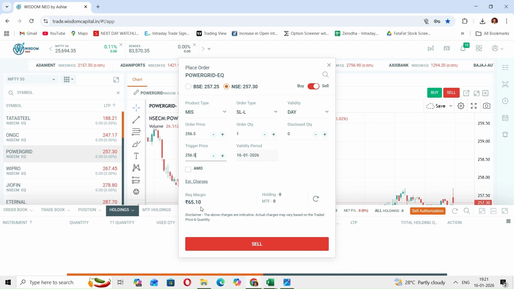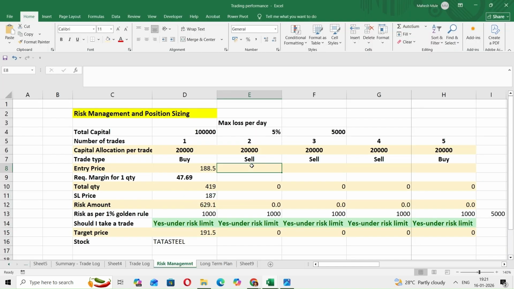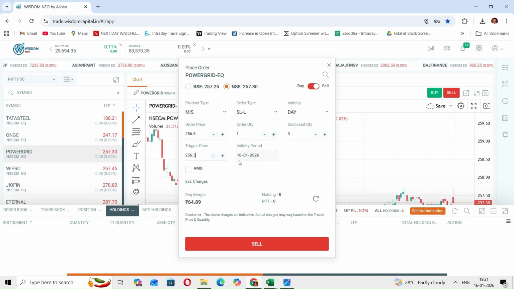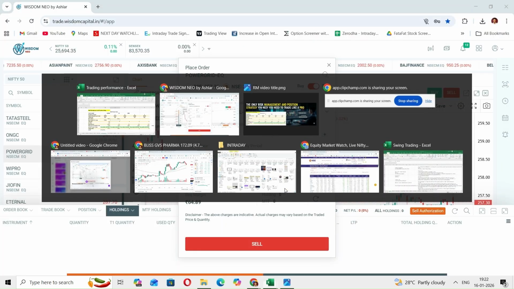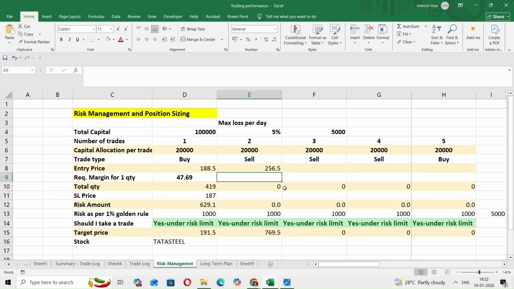So here comes out the required margin for one quantity. For one quantity I need 64.89 rupees. So I will put this here. Entry price is 256.5, required margin 64.89. And as this is a sell trade, my SL will be above. Suppose my SL is at around 259 rupees, as per the setup or as per the candle's high.